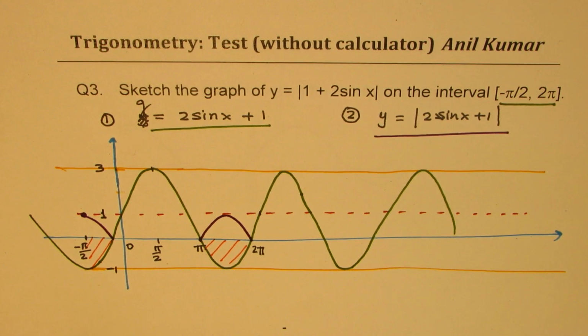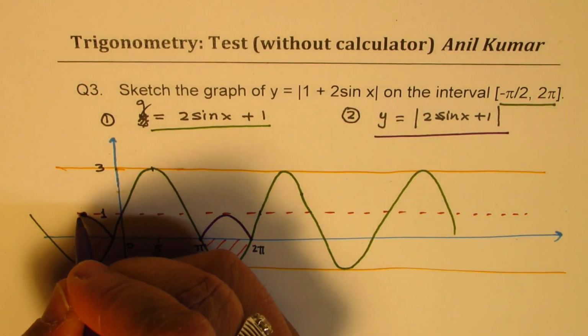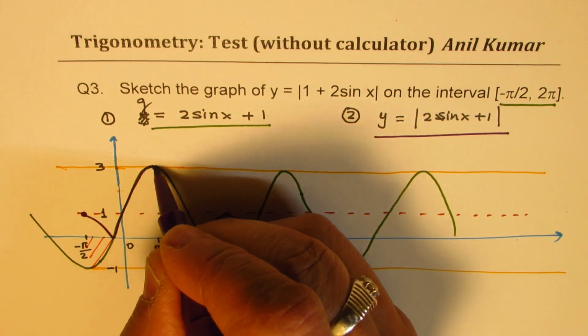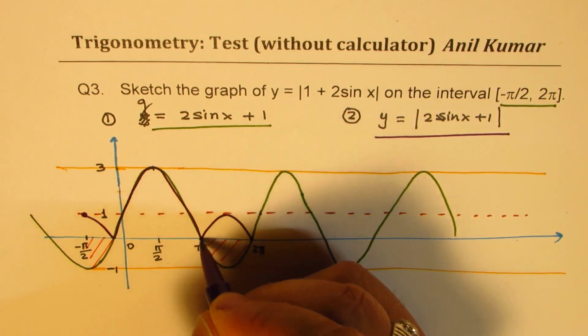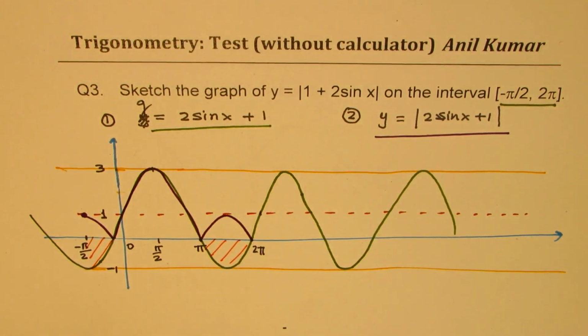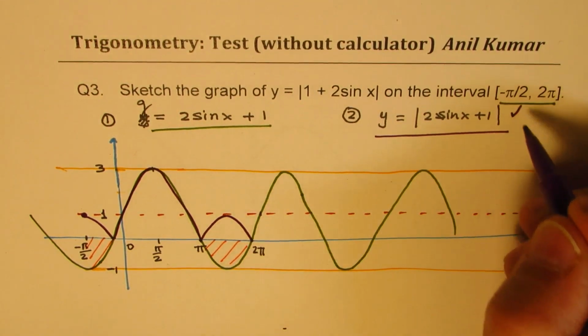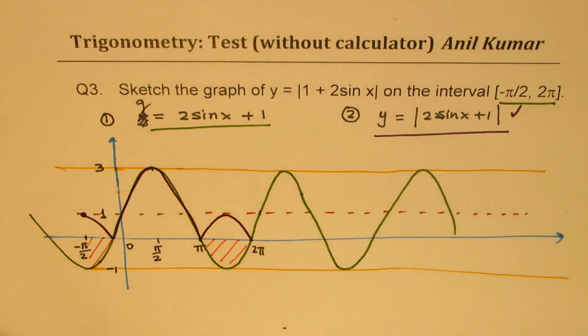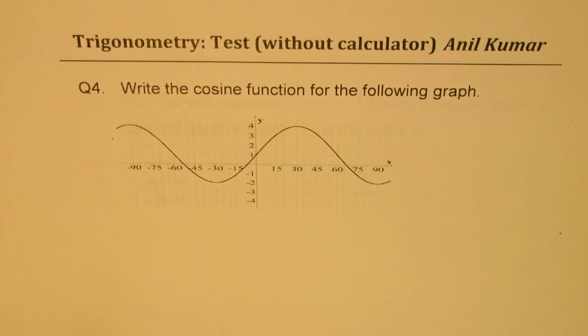Correct? So the graph which we will have is, this is from minus pi by 2, right? So it will be kind of like this. Reflected like this, and that is the portion which is between minus pi by 2 to 2 pi. So we have one cycle here. Is that clear? Right? So that is how it should be drawn. Perfect? So let's move on and take the next question, which is question number 4.